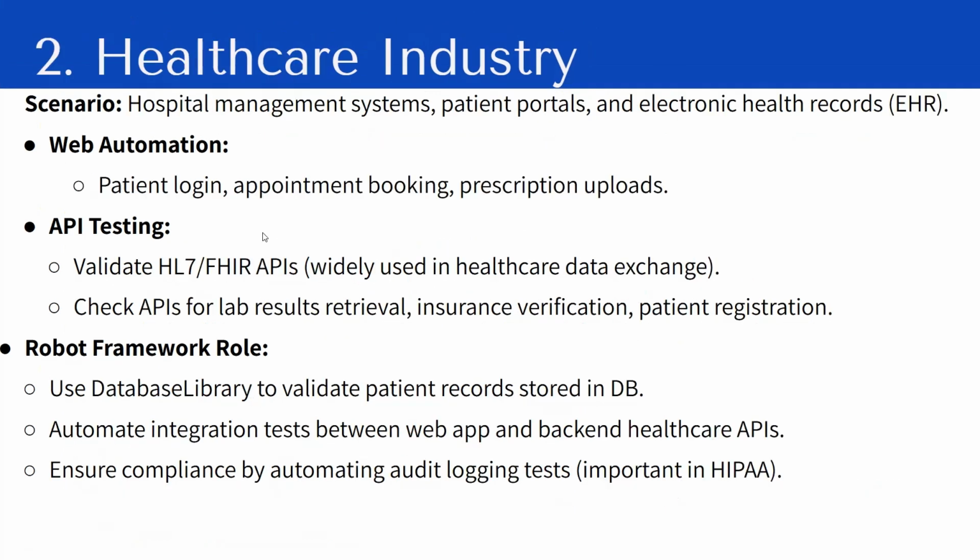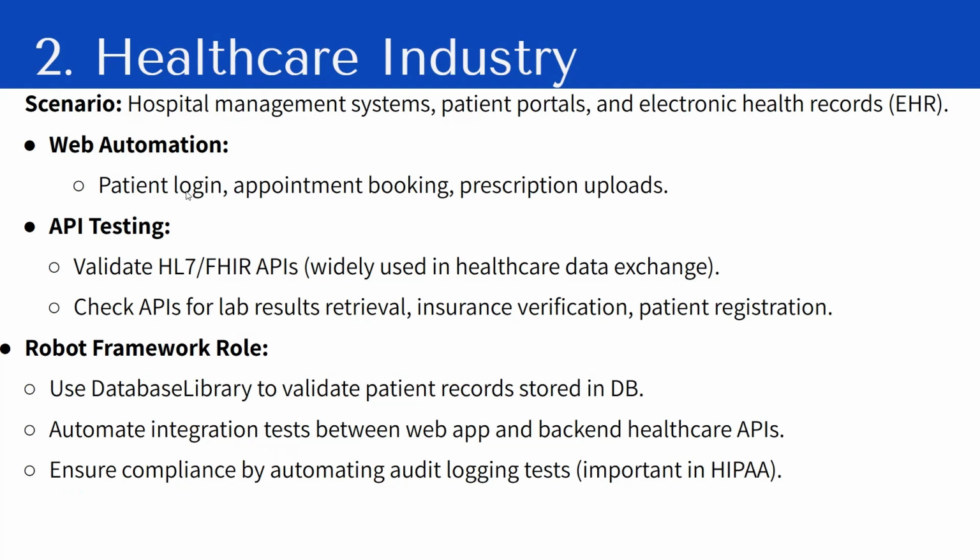Second one is hospital management, the healthcare industry. Hospital management systems like patient portals and electronic health records. Here API testing is used to validate HL7 or FHIR, the APIs where data are exchanged. Check APIs for lab results, where results are generated, insurance verifications, patient registrations. These details we fetch through API testing. So when you'll be doing API testing on a healthcare project, these are the things you'll be testing.